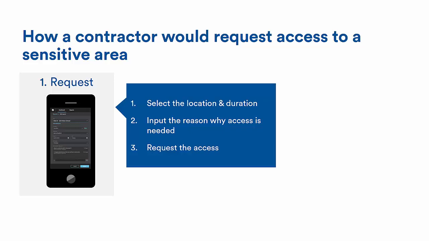But with ClearID, the moment the supervisor learns his regular contractor is unable to work, he immediately revokes their access to the site and selects a replacement team member that meets the requirements to step in. The supervisor selects the time and location, inputs the reason behind why the access request is being made, and then hits send.